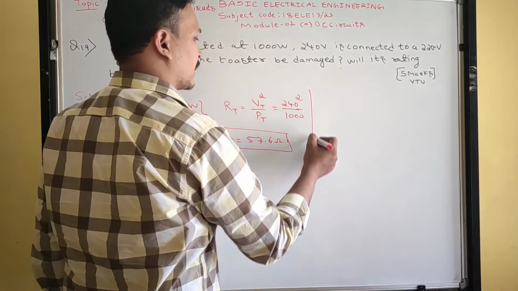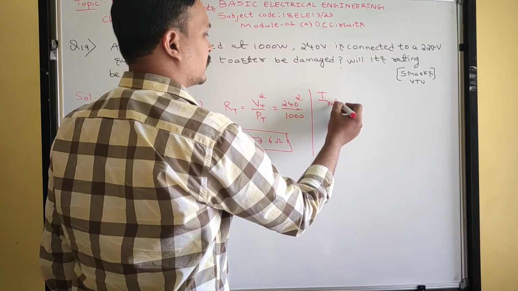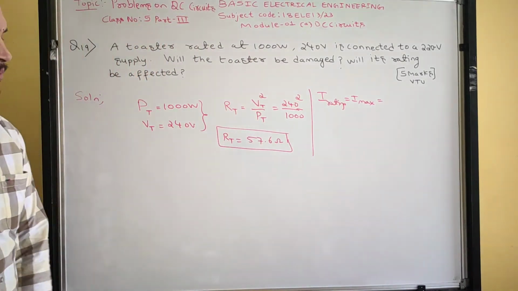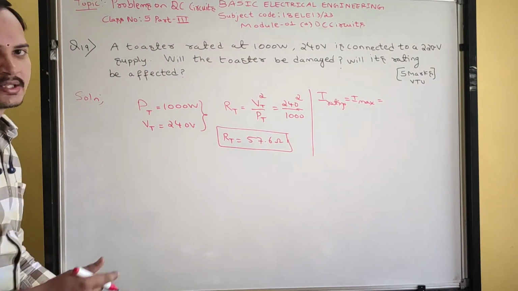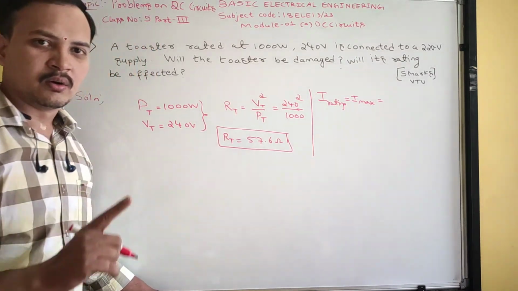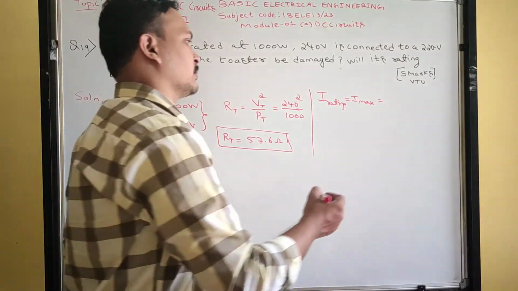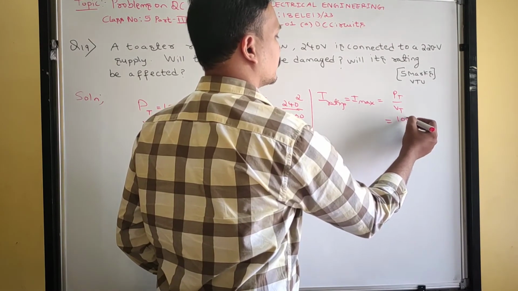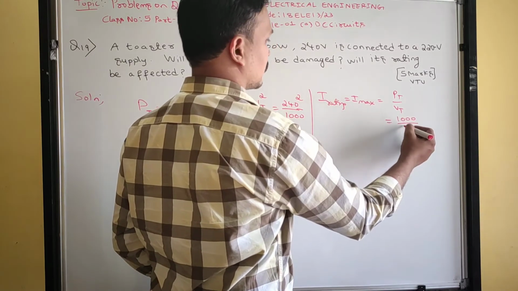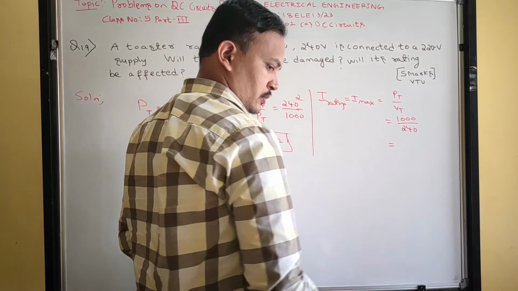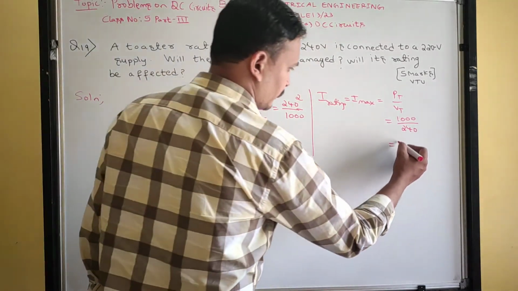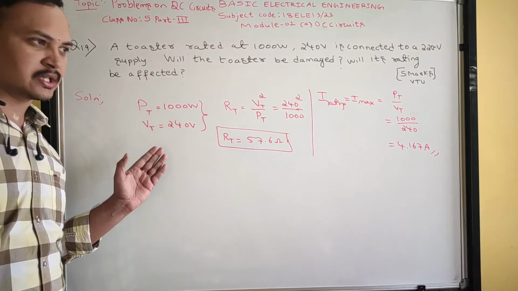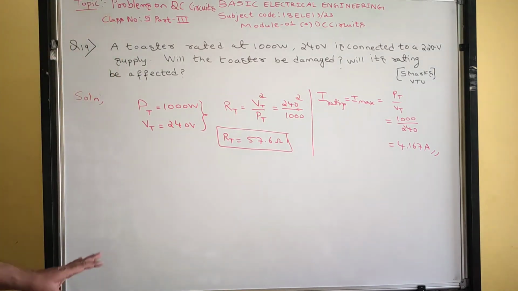Now calculate the current rating, the maximum current the toaster can receive. By using power and voltage, I can calculate current. What is the power formula? Voltage into current. Therefore current becomes power divided by voltage. The power is 1000 watt divided by the voltage, 240 volt. So you will get current around 4.167 ampere. That is the maximum current the toaster can receive.